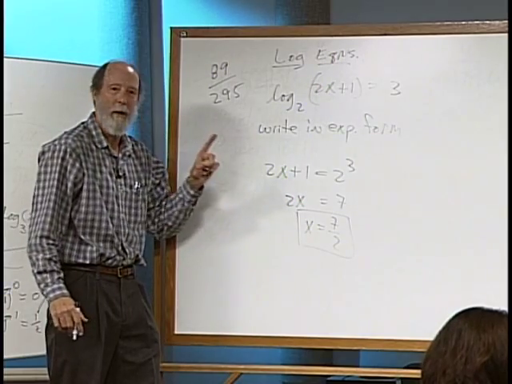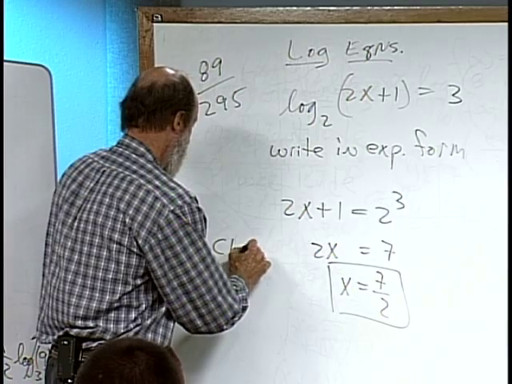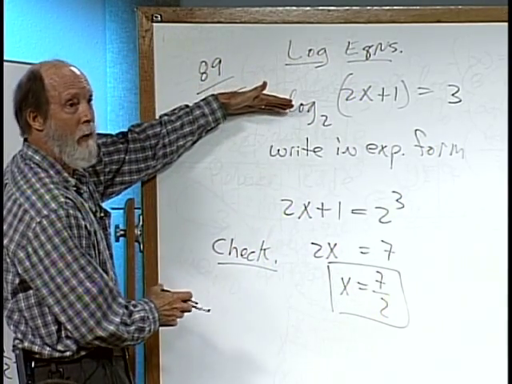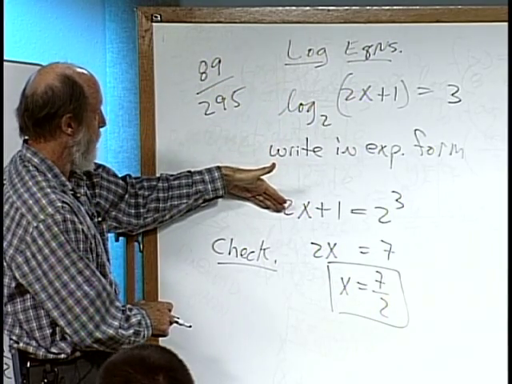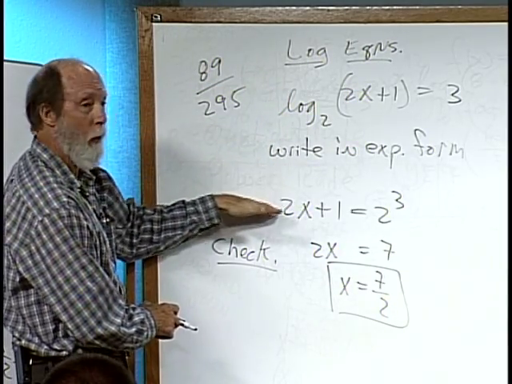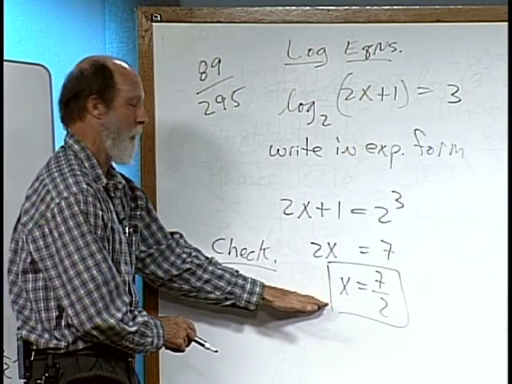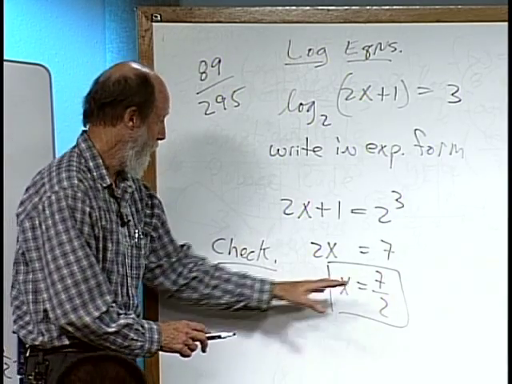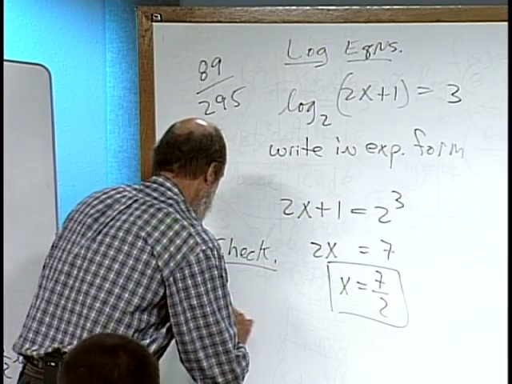Then you always have to check these. Always check log equations, because what happens, folks, is sometimes with logarithmic equations, when you write them in their exponent form, you've now got a new equation. And it's possible to come up with answers that are called extraneous, which will not work. In this case, this will work. So what you can do is put that back into the problem and check it.